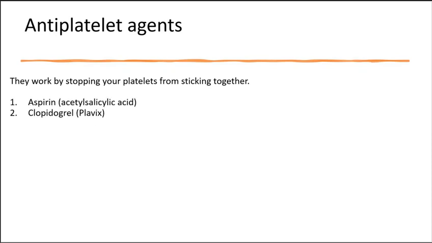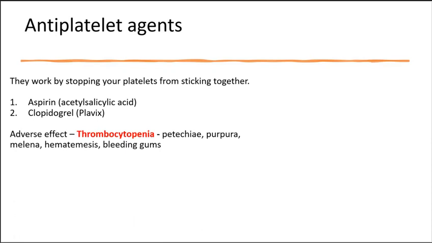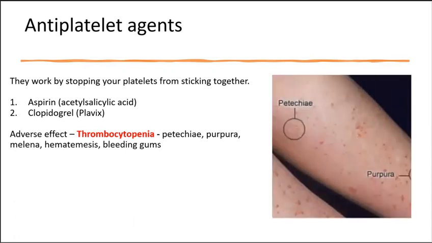Let's quickly look at the other class of antithrombotic agents, which is your antiplatelets. And we know that they prevent platelets from clumping and also prevent clots from forming and growing. These are medications that prevent blood clots from forming, and they work by stopping your platelets from sticking together. Examples would be your aspirin, or acetylsalicylic acid, and clopidogrel, your Plavix. Obvious side effects of our antiplatelets would be thrombocytopenia, where you're looking out for petechiae, purpura, melena, hematemesis, bleeding gums. Again, thrombocytopenia is the condition when the platelet count is low.